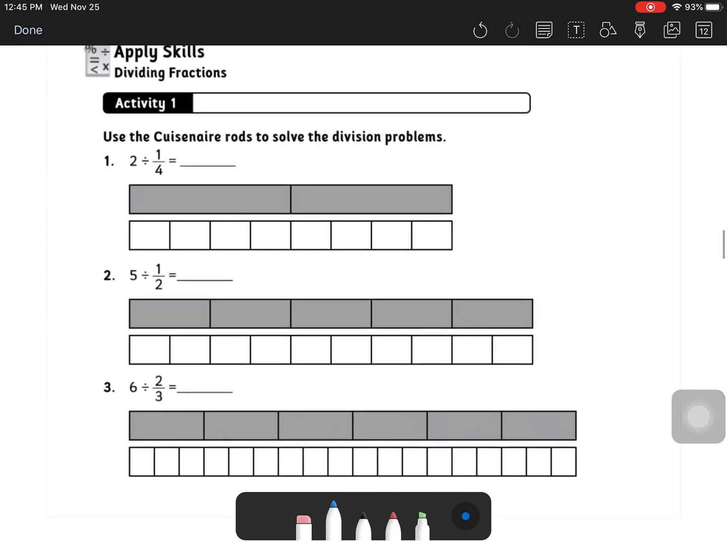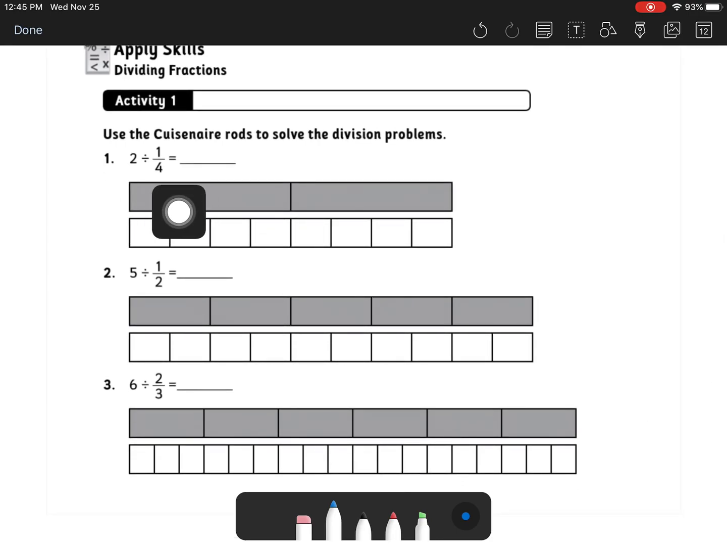Alright, so these ones are kind of just the picture idea. So if we have 2 wholes right here, and then we have broken into fourths, right? How many fourths does it take to fill up these 2 wholes? So you can basically count these out. 1, 2, 3, 4, 5, 6, 7, 8. So the answer to that is going to be 8. Alright, and if we have 5 wholes divided by halves, right? So each of these is a half of this, so you count those up, and you're going to get 1, 2, 3, 4, 5, 6, 7, 8, 9, 10. So 10 is our answer for that one.